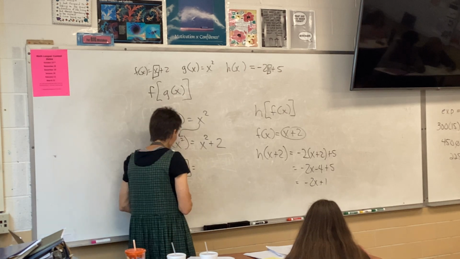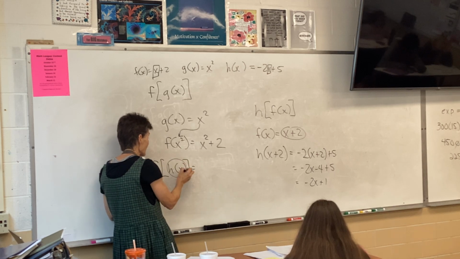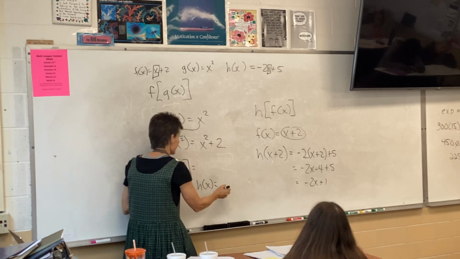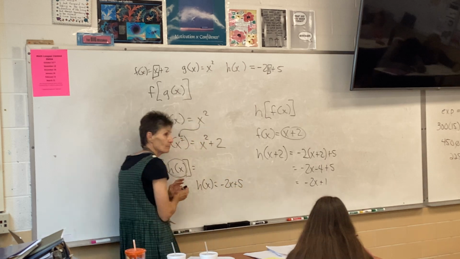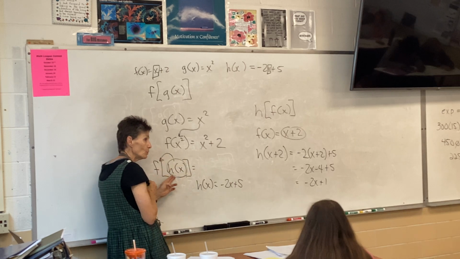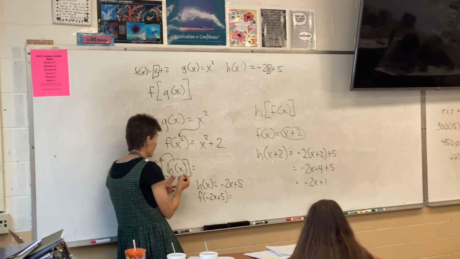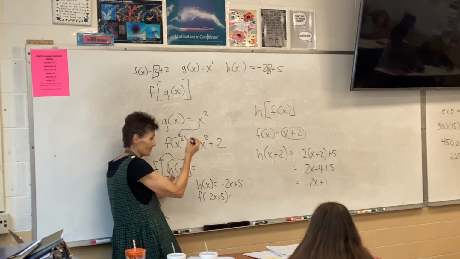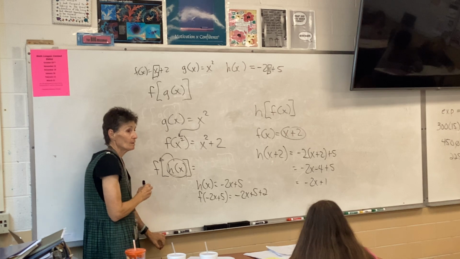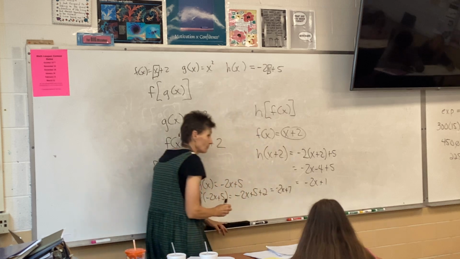Don't get bogged down. I know it can be confusing for sure, all these letters, but don't be confused. What is h of x? H of x is negative 2x plus 5. Take that and put it into f. So f of negative 2x plus 5, what will that be? Negative 2x plus 5 plus 2, which is negative 2x plus 7. Good job.